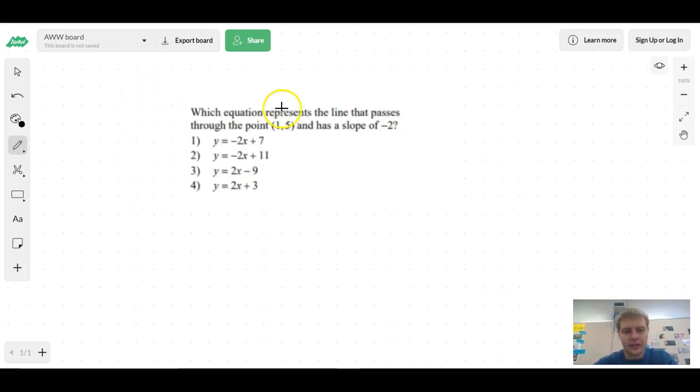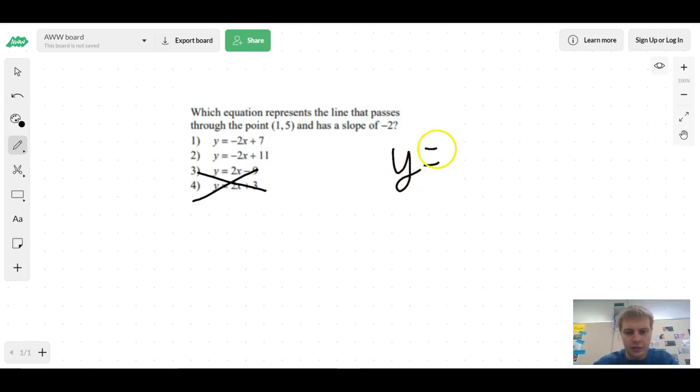Okay, so we need this next one to be the line that goes through this, and that's the slope of -2. Well, right off the bat, we can say those bottom two aren't going to work because they don't have a slope of -2. So we're really deciding between these two. So let's write a line equation and see what we get.